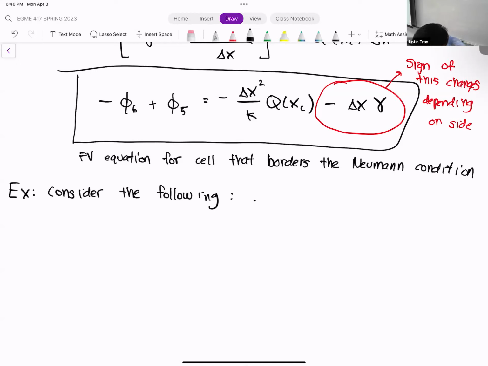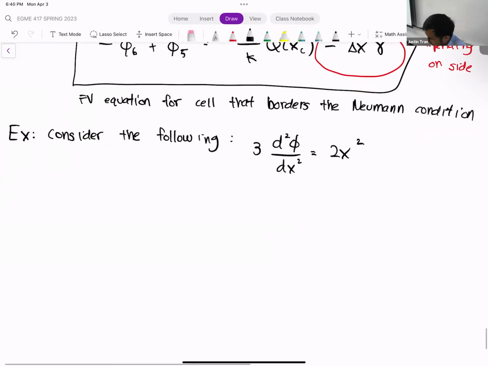So our equation here is going to be 3 d squared phi dx squared equal to 2x squared. Okay, so that's our equation. We're going to solve this on the domain of 0 less than or equal to x less than or equal to 1.